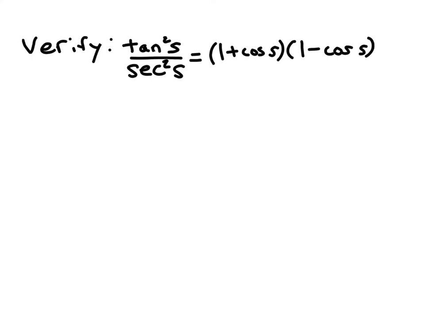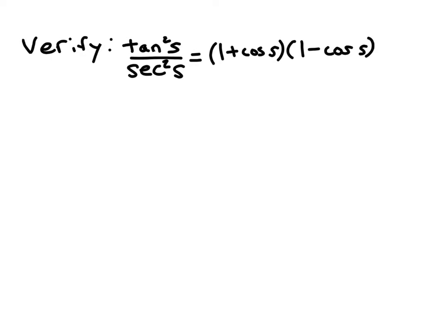In this problem, you're asked to prove that tangent squared s over secant squared s is equal to 1 plus cosine s times 1 minus cosine s. Okay, so once again, it's best to start with the more complicated side of the equation. It might not be obvious here, but I tend to go for functions like tangent and secant that we really think of as the reciprocal of cosine and sine over cosine.